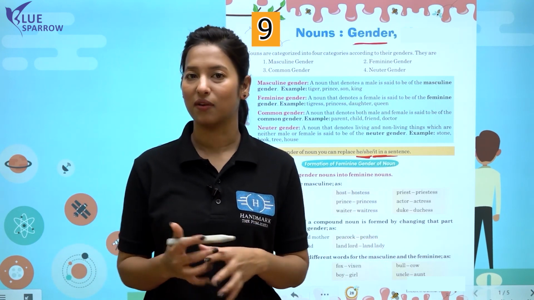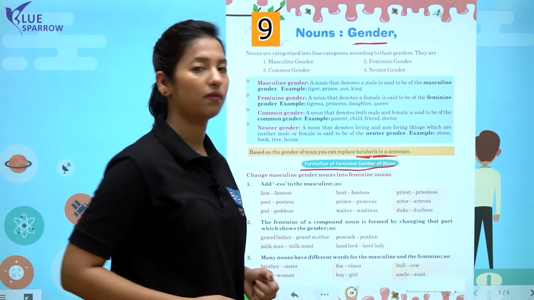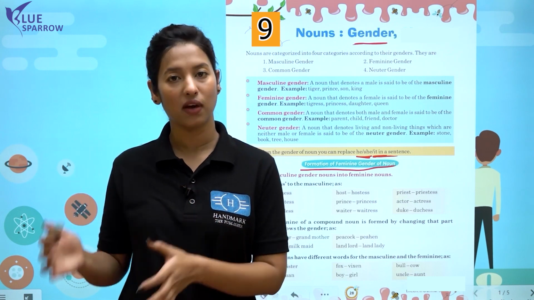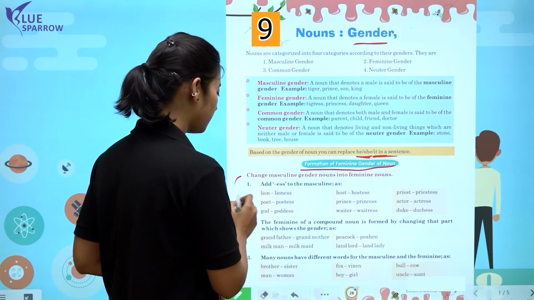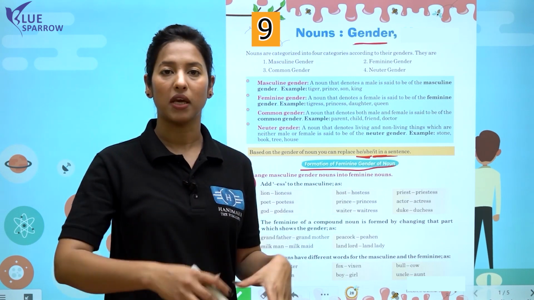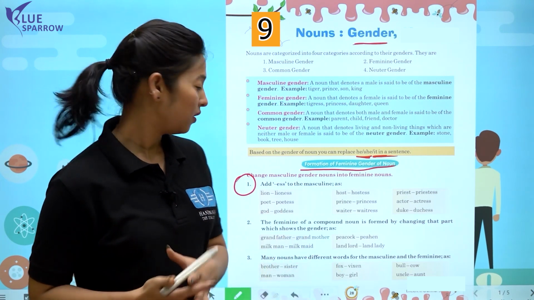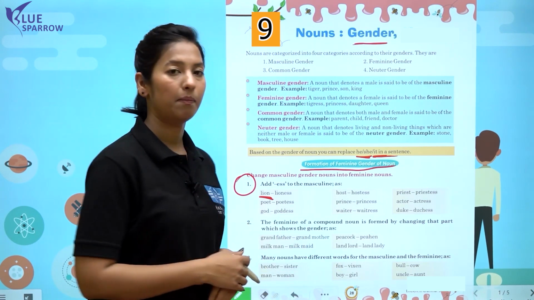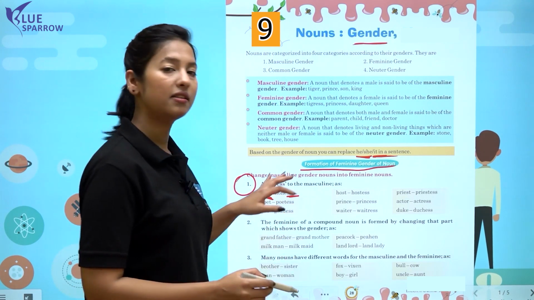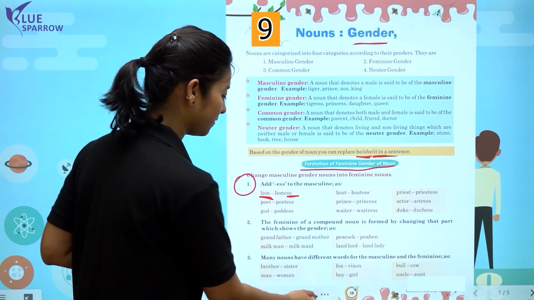These are pronouns. Now children, let's move on to the formation of feminine gender of a noun. How do we change a masculine gender into a feminine gender? Let's see here. The first method says we simply add ESS to the masculine gender to convert it or change it into feminine gender. For example, lion is a masculine gender and we add ESS to this to make it feminine gender. So lion is masculine, lioness is feminine gender.